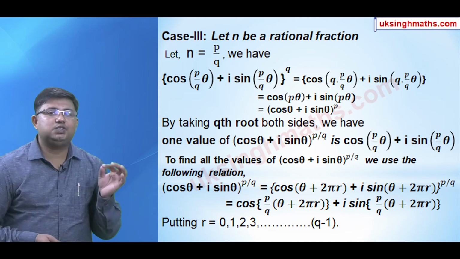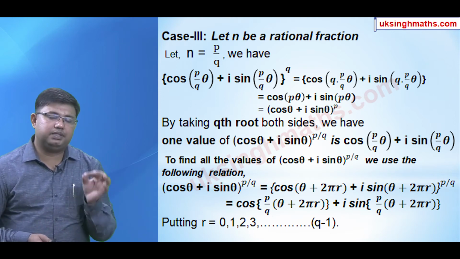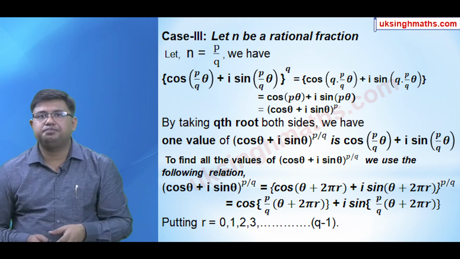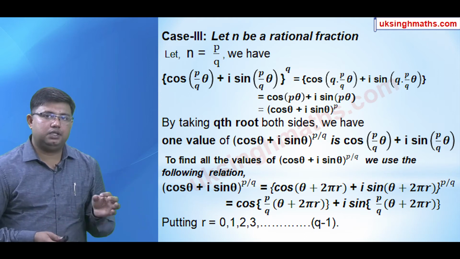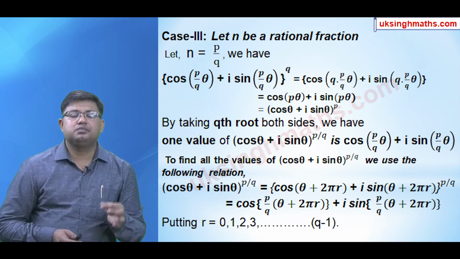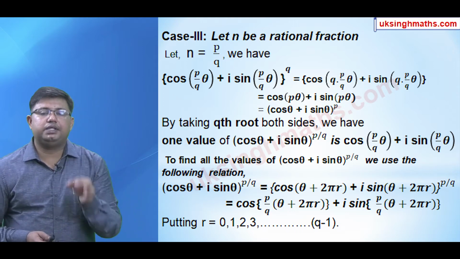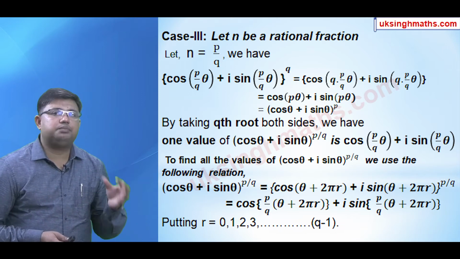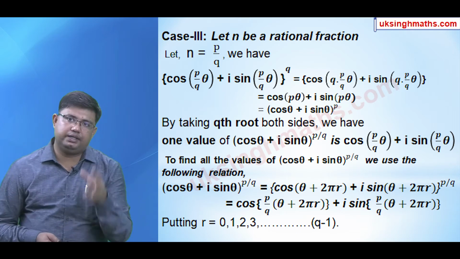And here there is no harm in writing such an expression because cos and sin functions are periodic with period 2 pi. So finally what we have got is (cos theta + i sin theta)^(p/q) equals cos (p/q)(theta + 2 pi r) + i sin (p/q)(theta + 2 pi r), where r varies from 0, 1, 2 up to q minus 1. Here r is any integer.